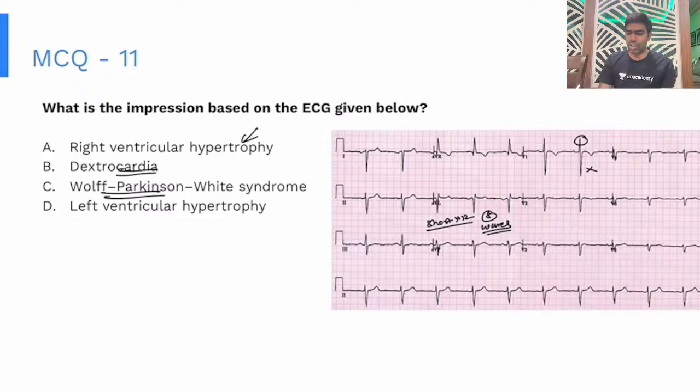If it's a dextrocardia, you're going to see reverse progression in V1 to V6, and that is not happening here. So this is unlikely to be a dextrocardia as well. And if it's going to be a left ventricular hypertrophy, you're going to see big S wave in V1 with big R wave in V5, V6. That is not the case here. So this is very likely to be a Wolff-Parkinson-White syndrome.